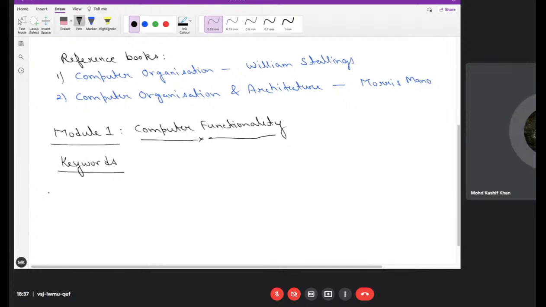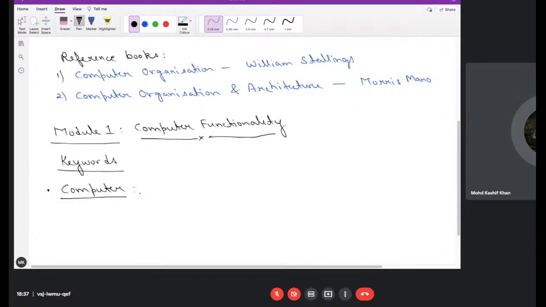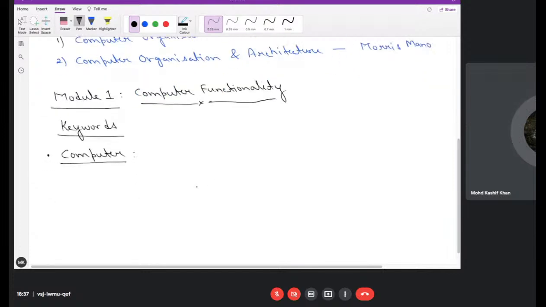The first keyword, the basic thing in computer organization, is computer. So what is computer? Now the computer, you all know, is a computational machine which is used to process the data under the control of a program. Let's suppose this is a computer.